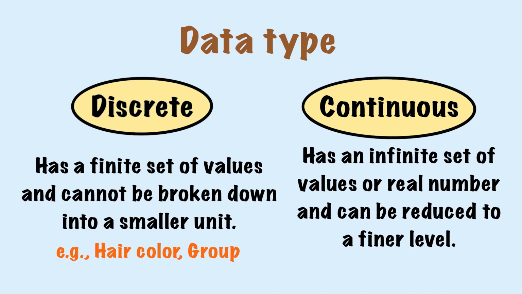On the other hand, continuous data has an infinite set of values or real numbers and can be reduced to a finer level. For example, height and temperature are continuous data. So if a girl's height is 160 centimeters, you can always say that she is 160.0 centimeters, and you can keep playing with the decimal points and break the number down to a finer level.